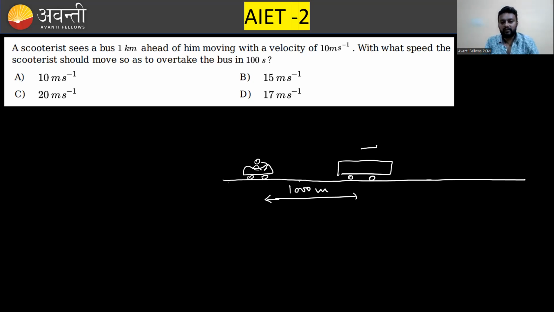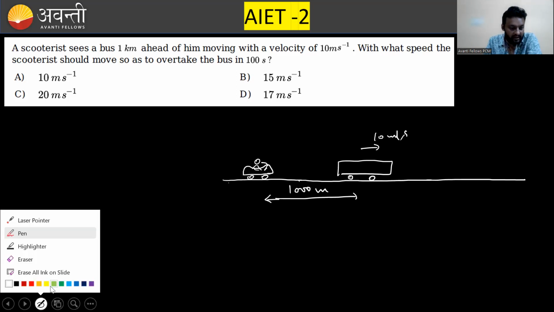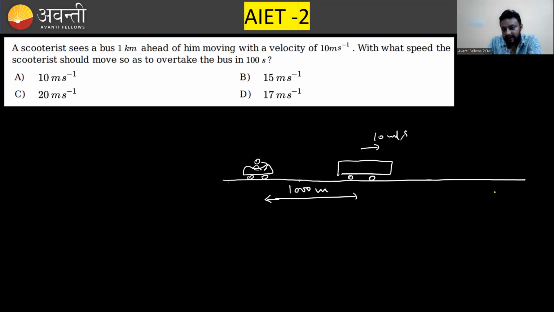Now, the bus is moving with 10 meter per second. With what speed should the scooterist move so as to overtake the bus in 100 seconds? That means he must catch the bus in 100 seconds. So after 100 seconds, let's suppose bus and scooter both are at this point. In 100 seconds, how much distance will the bus have moved?